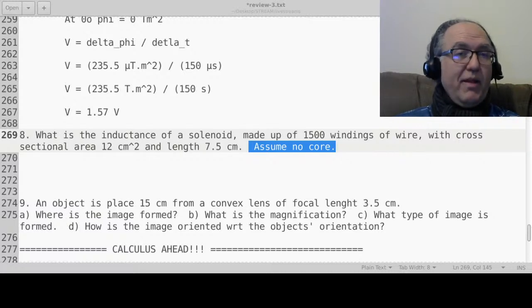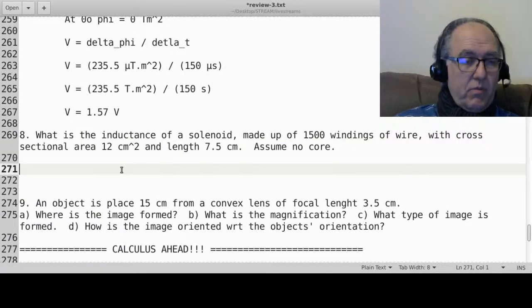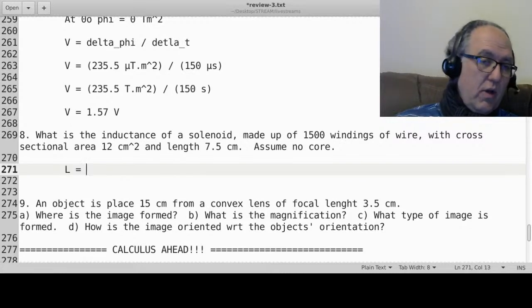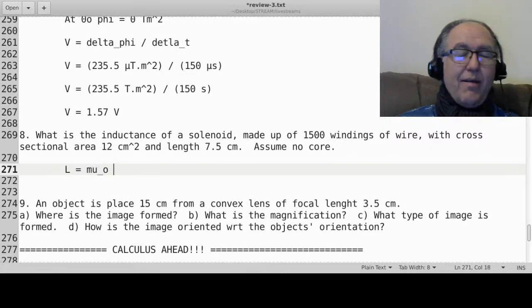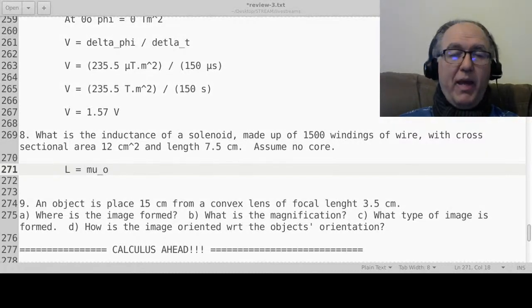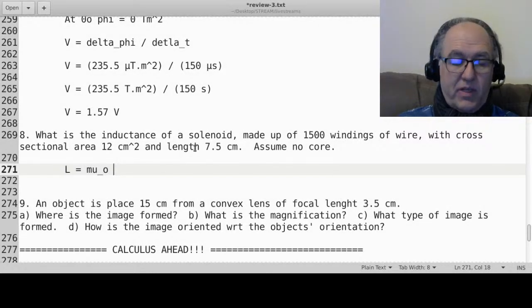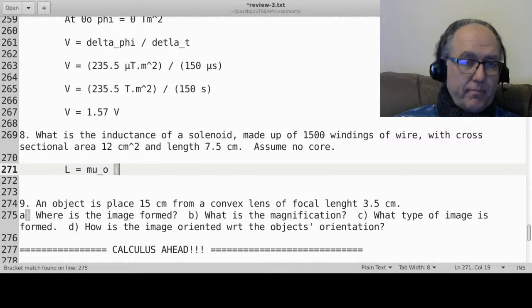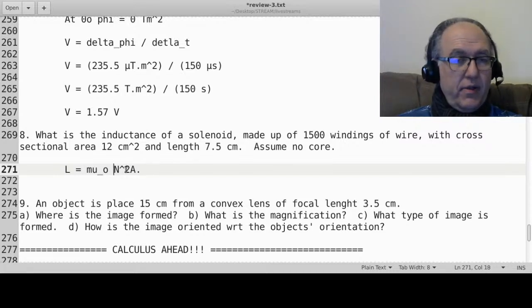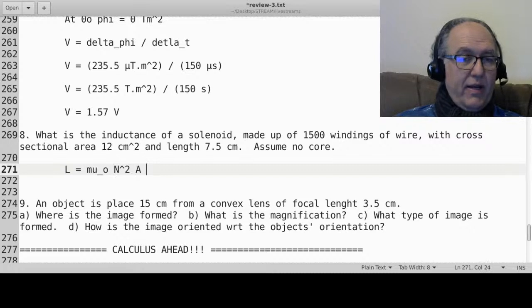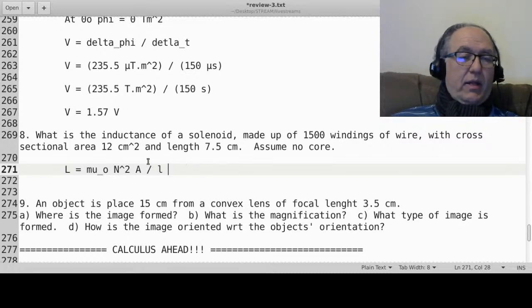Okay, what's the formula for this? So the formula for this is the symbol for inductance is L, is equal to mu naught, which is the permeability of free space, multiplied by n squared times A, divided by L. Okay, and let me explain all the pieces.